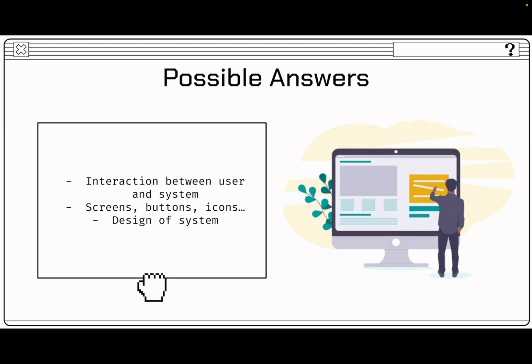And as previously discussed, a well-designed user interface is easy to navigate and understand and aims to improve user experience by making interactions effective and efficient.